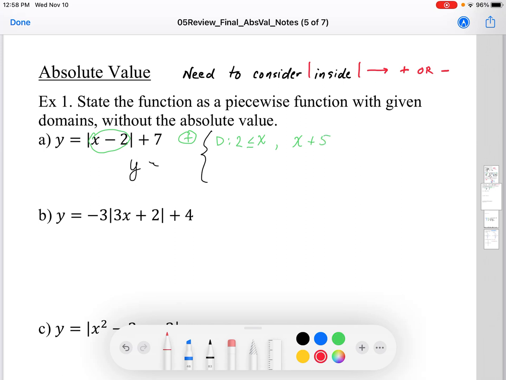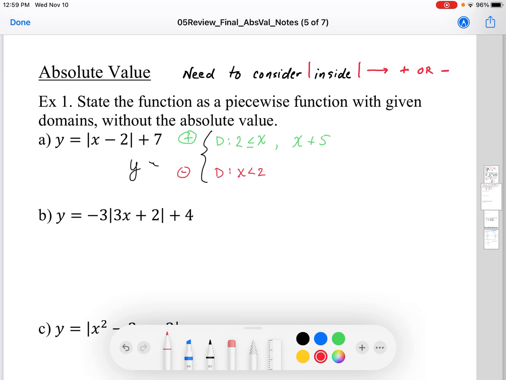Then we have to consider when the inside is negative. So we're talking about the inside now being negative. Well, we have to establish the domain. It's going to be the opposite of the positive, so it's going to be less than 2. So when x is less than 2, the inside is going to be negative.